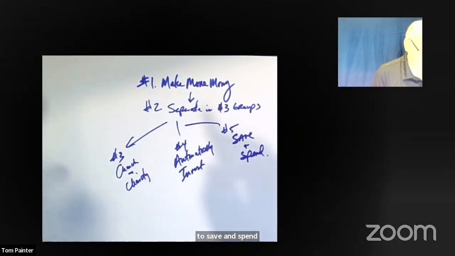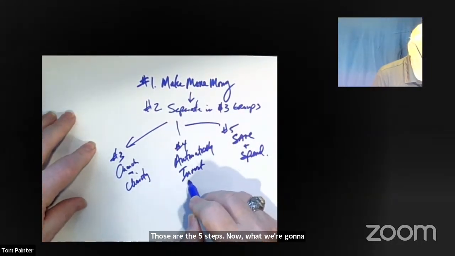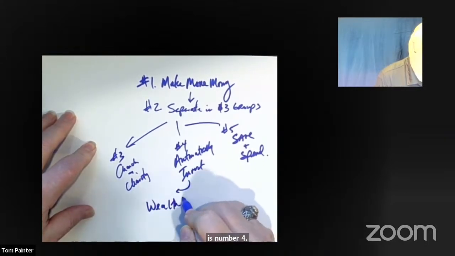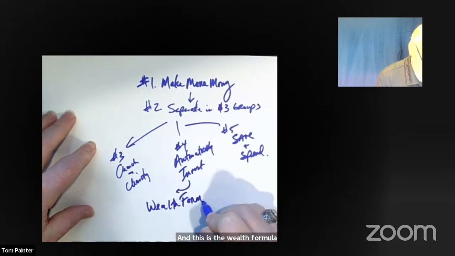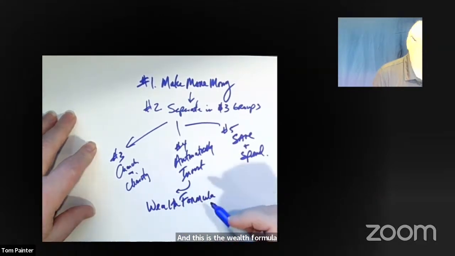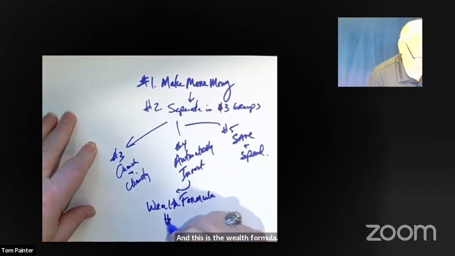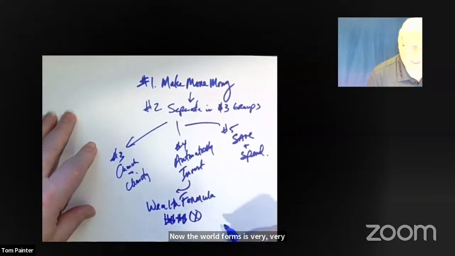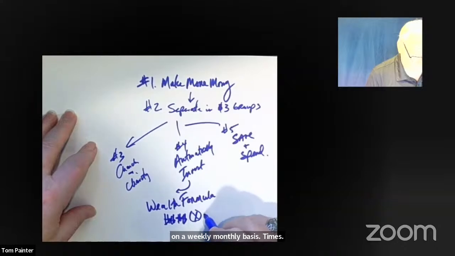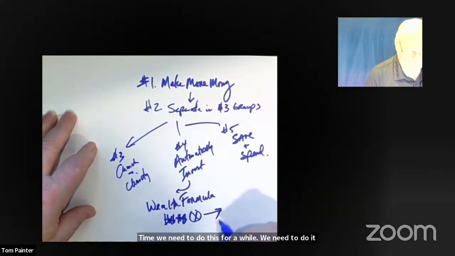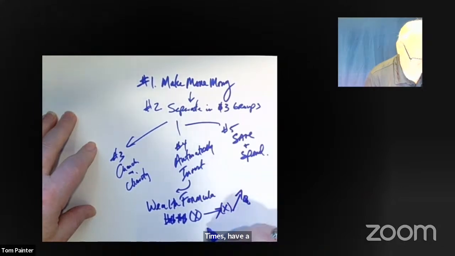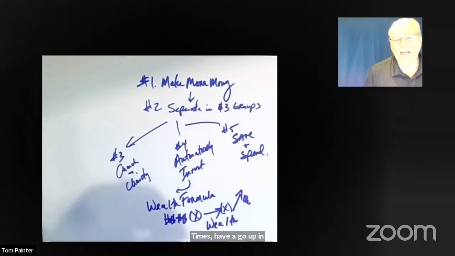Now, what we're going to talk about is number 4, and this is the wealth formula. The wealth formula is very, very simple. You take money on a weekly or monthly basis, times time. We need to do this for a while, over time, times having it go up in value. That equals wealth.